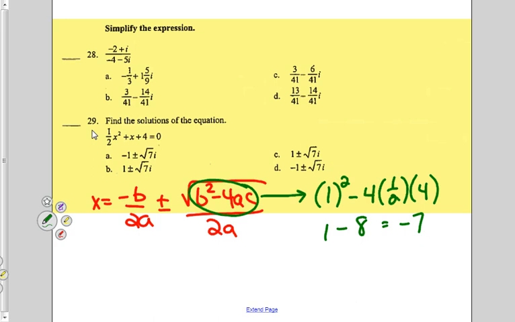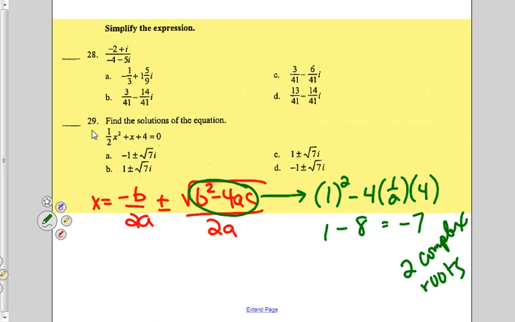So I know that we have two complex solutions, also called roots. All right? If the discriminant is negative, there are two complex roots. If it's positive, there's two real roots. If it's 0, there's one real solution.